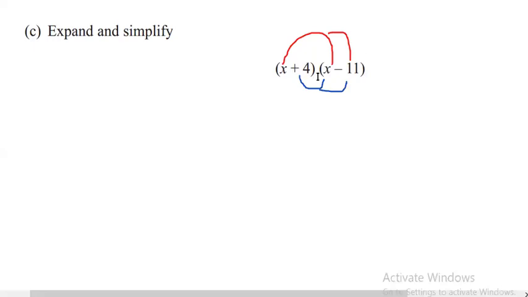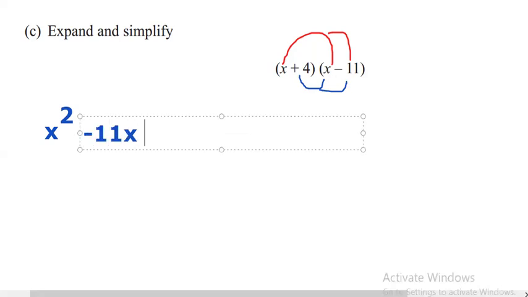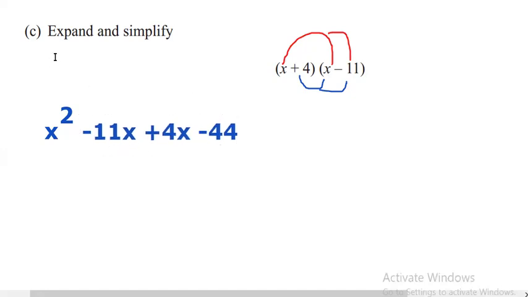First, we multiply. X times x is going to be, very good, x power of 2. So first, we have x power of 2 here. And then x times negative 11 is going to be, very good, negative 11x. And then 4 times x equals positive 4x. And then 4 times negative 11 is going to be negative 44. So here we have the whole steps of expanding. As we said, expanding means multiply.